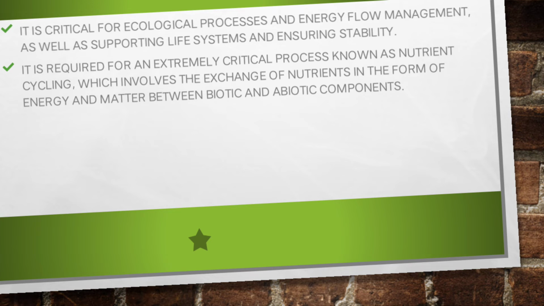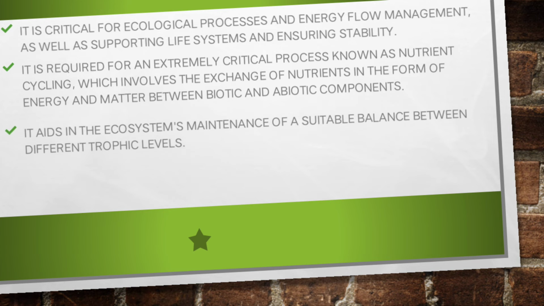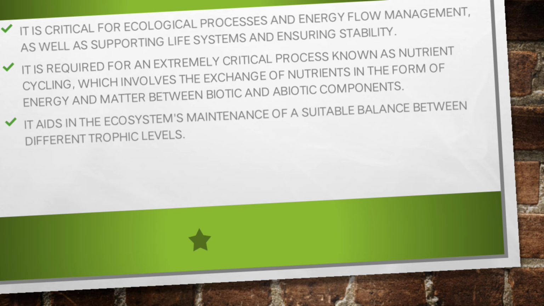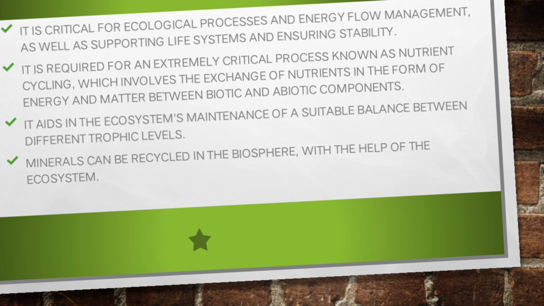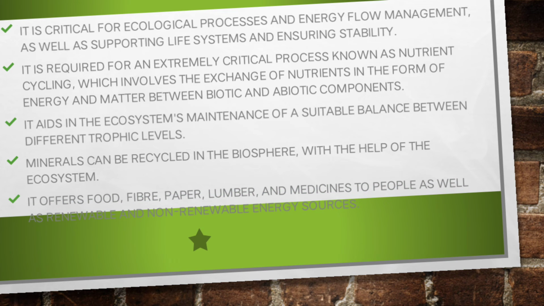Second, it is required for the extremely critical process known as nutrient cycling, which involves the exchange of nutrients in the forms of energy and matter between biotic and abiotic components. Third, it aids in the maintenance of suitable balance between different trophic levels. Fourth, minerals can be recycled in the biosphere with the help of the ecosystem. Fifth, it offers food, fabric, paper, lumber, and medicine to people as well as renewable and non-renewable energy sources. Sixth, it produces a larger number of organic chemicals that aid in the exchange of energy between different layers of organisms.